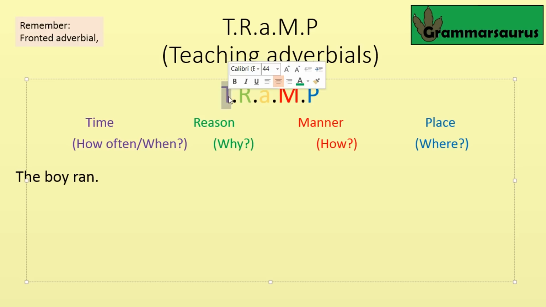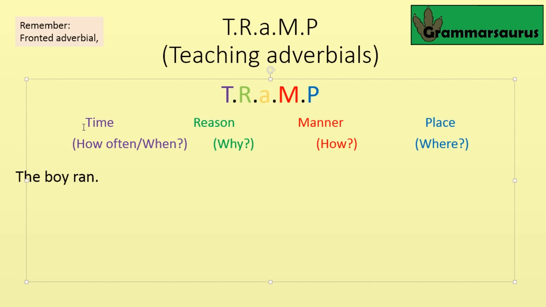So the T in TRAMP stands for time. And with time, we answer the questions how often and when. R is reason, which answers why. M is manner, which answers how. P is place, which answers where. The A just stands for adverbials. So there you go.